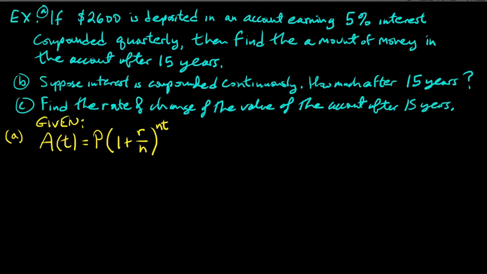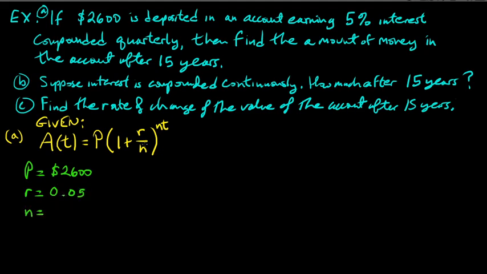Right, so part A is just plugging in numbers. P is the principal, what we're starting with, the $2,600. R is the interest rate. It's not 5, because R has to be a decimal, otherwise this would be 500%, which is not likely. So 5% as a decimal is 0.05.